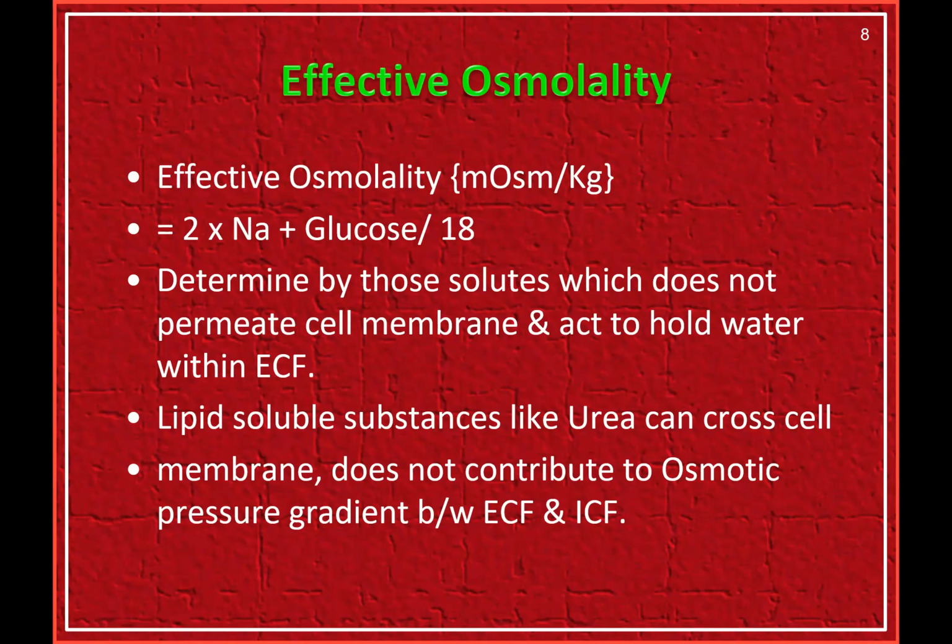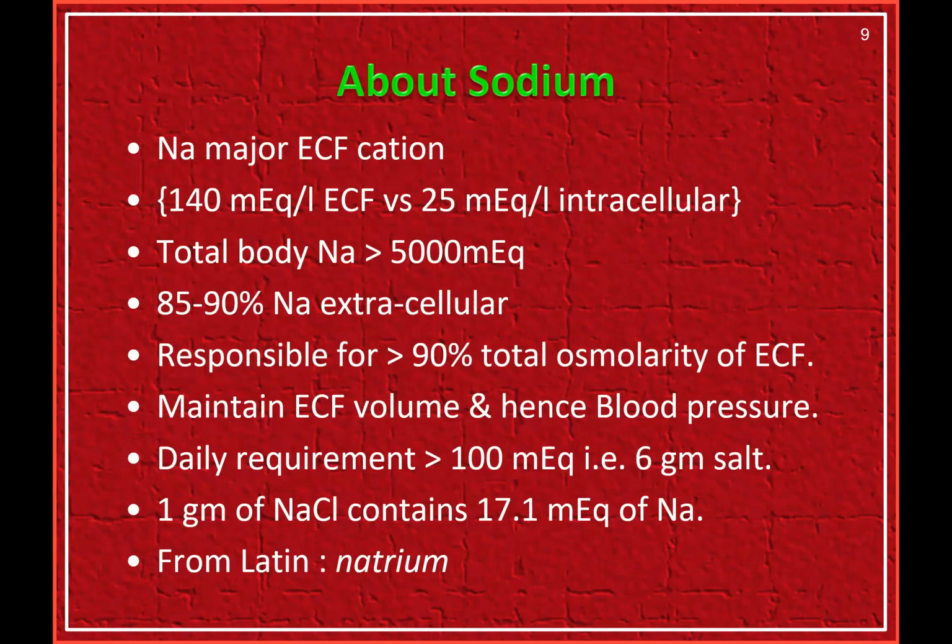So it is determined by those solutes which do not permeate the cell membrane and act to hold water in the extracellular fluid. That is how the osmolality is restricted. Not all ions are permeable across the cell membrane easily. There is gating of these various ions, and they will be available to be transmitted only when the gates are open. So lipid soluble substances like urea can cross the cell very easily, but plain urea without lipid solubility cannot cross. And then let us see about the sodium now, because we are interested in hyponatremia.